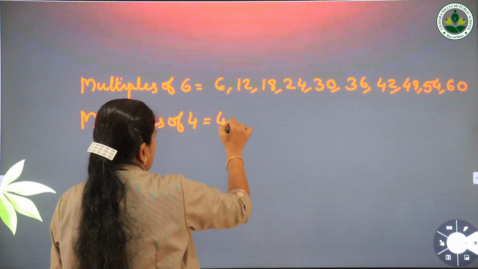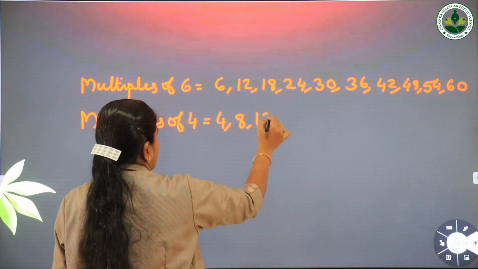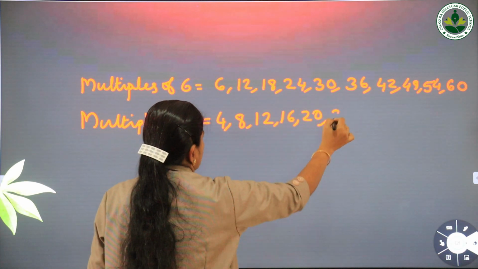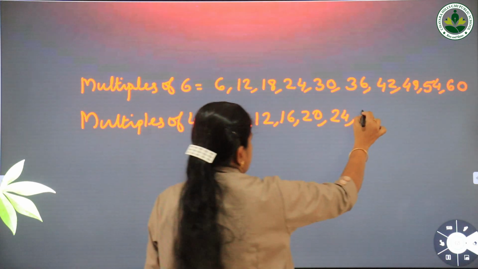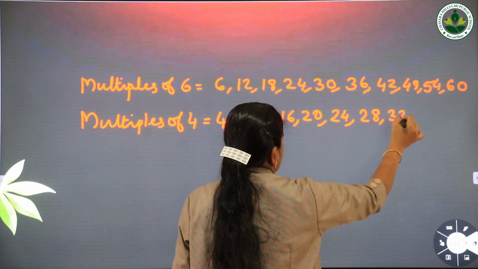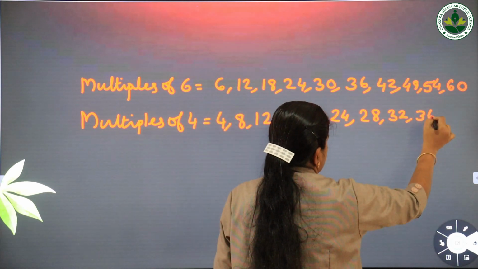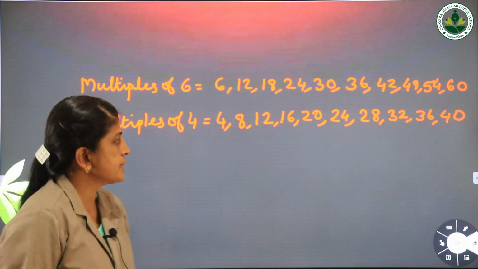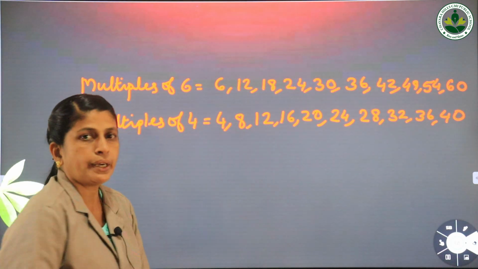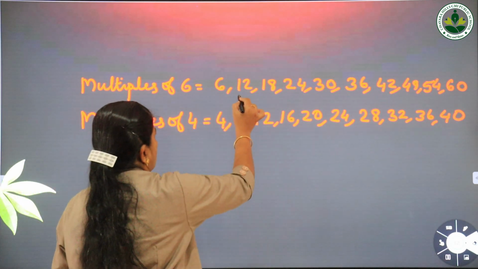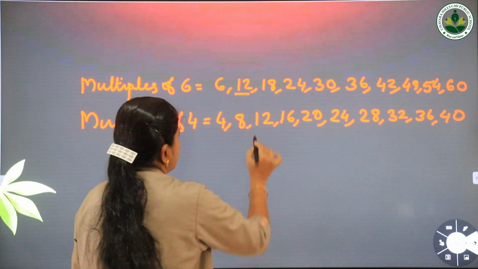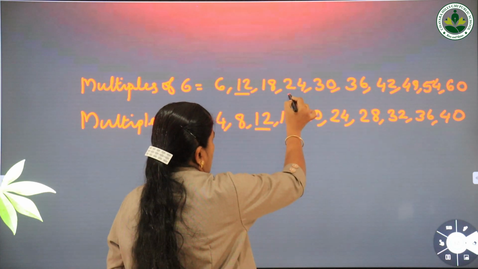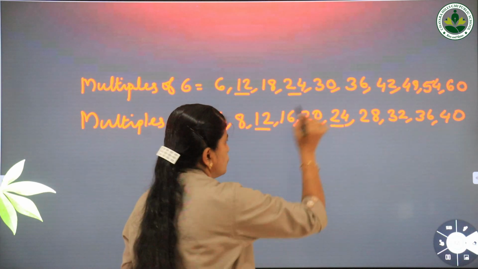That is 4 1s are 4, 4 2s are 8, 4 3s are 12, 4 4s are 16, 4 5s are 20, 4 6s are 24, 4 7s are 28, 4 8s are 32, 4 9s are 36 and 4 10s are 40. When you go through these two lists of multiples, you can see some numbers are common in both, isn't it? 12 is a multiple of 6 and 12 is a multiple of 4 also.